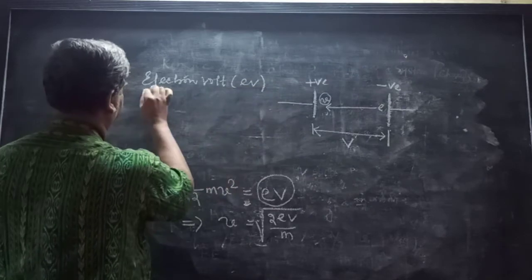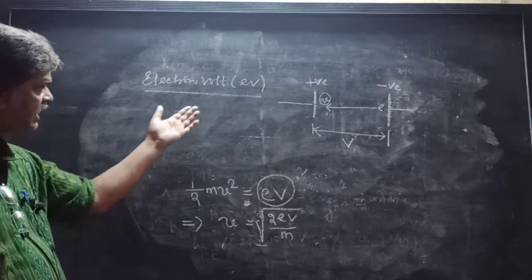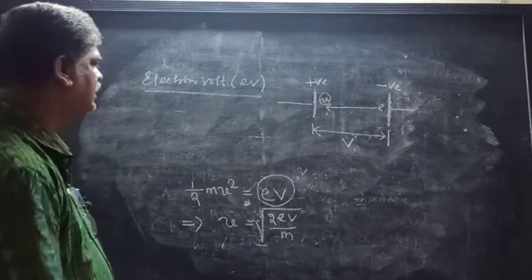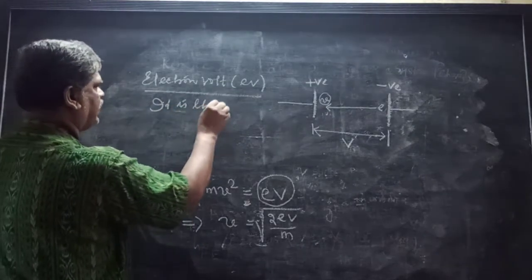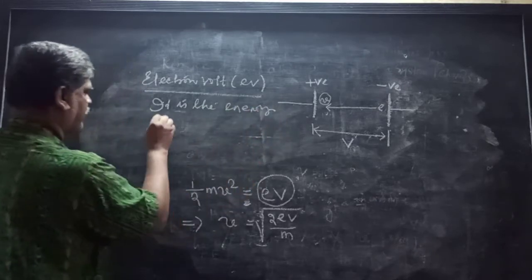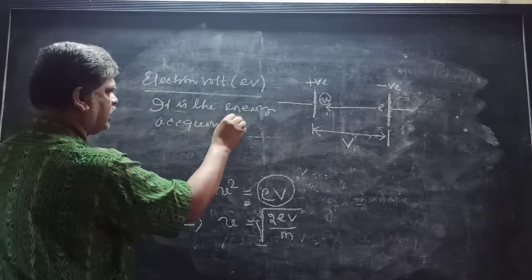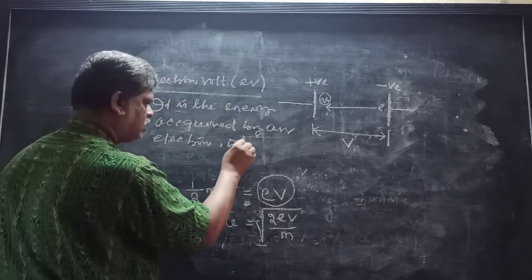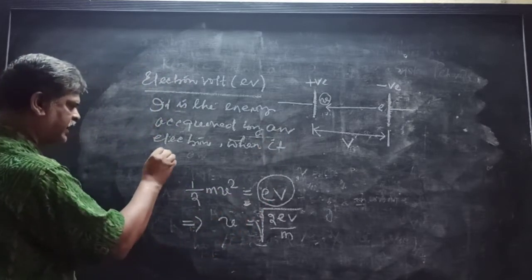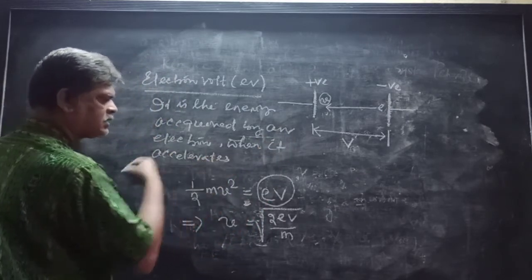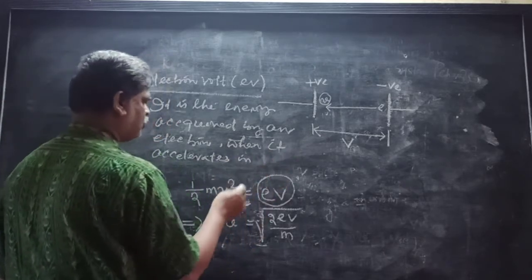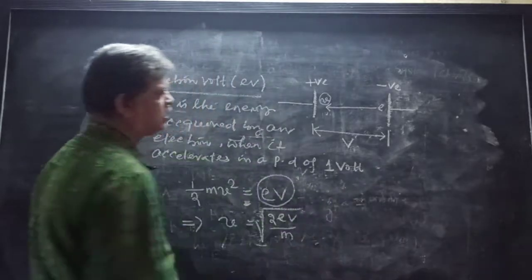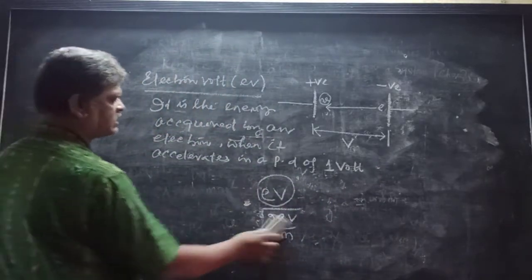Electron volt, the short form is eV. It is the electrical energy. The electron volt is the energy acquired by an electron when it accelerates in a potential difference of 1 volt.